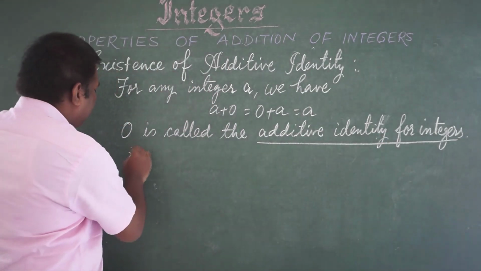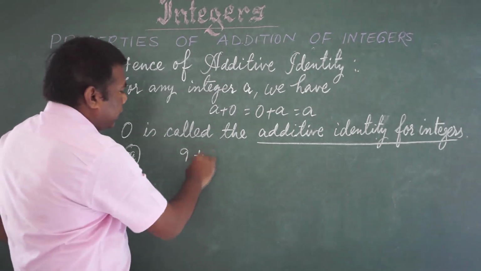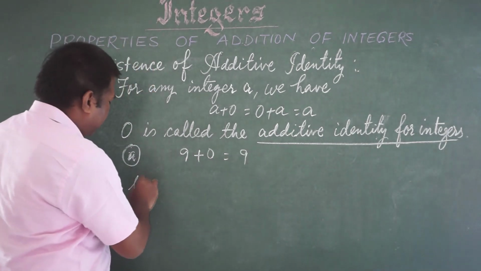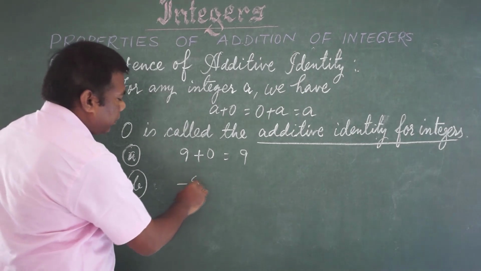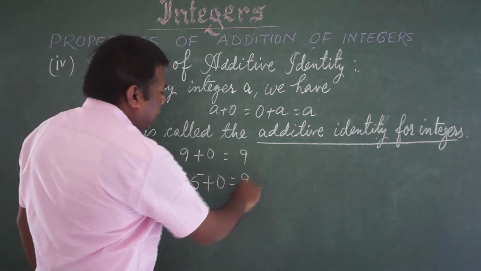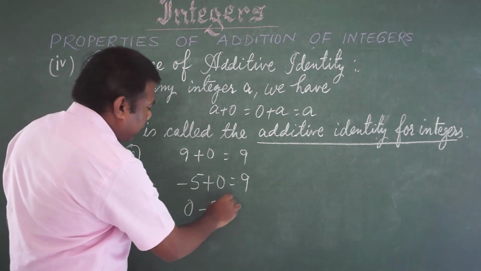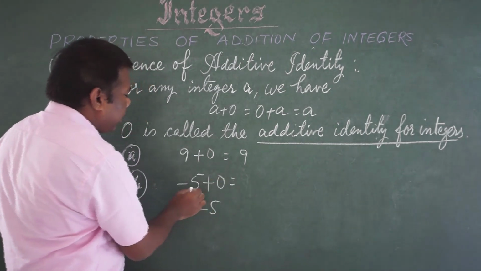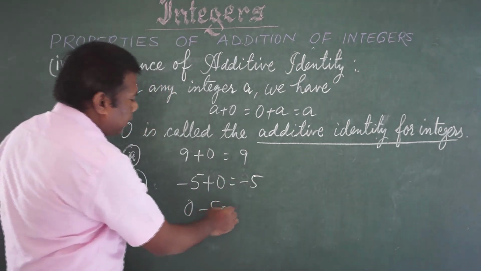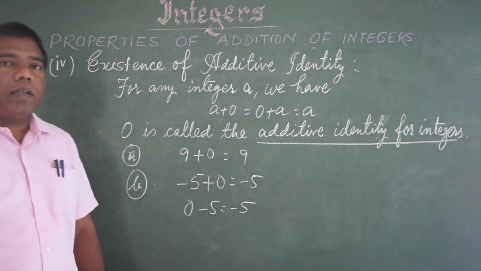Suppose an example can be taken. Already you have understood, I think. Suppose any integer you have, 9, you are adding 0 with that. What value will you get? 9. If you take any negative integer, suppose minus 5, and you are adding 0 with this, what will you get? Minus 5. Minus 5 plus 0 is equal to minus 5, and 0 plus minus 5 is equal to minus 5. So we will see our next property.